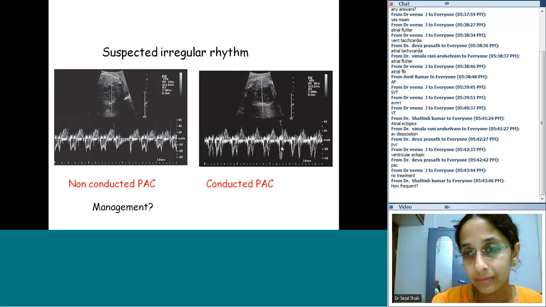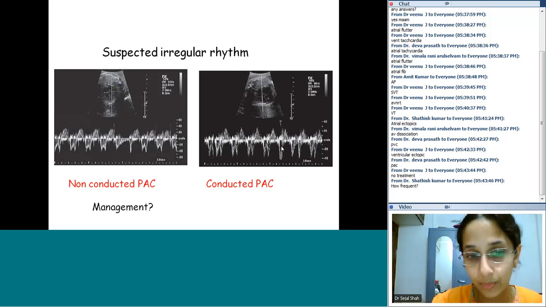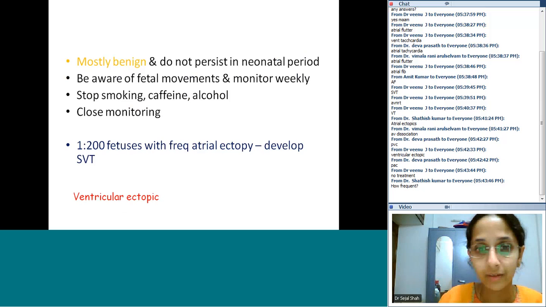We would definitely want to see the heart structurally to rule out if there are any tumors, if the ventricular function is okay, is there any evidence of myocarditis. But understanding that structurally the heart is completely normal, whenever we have ectopics, it is something which we need to remember that most of the times they are benign and they may not persist.